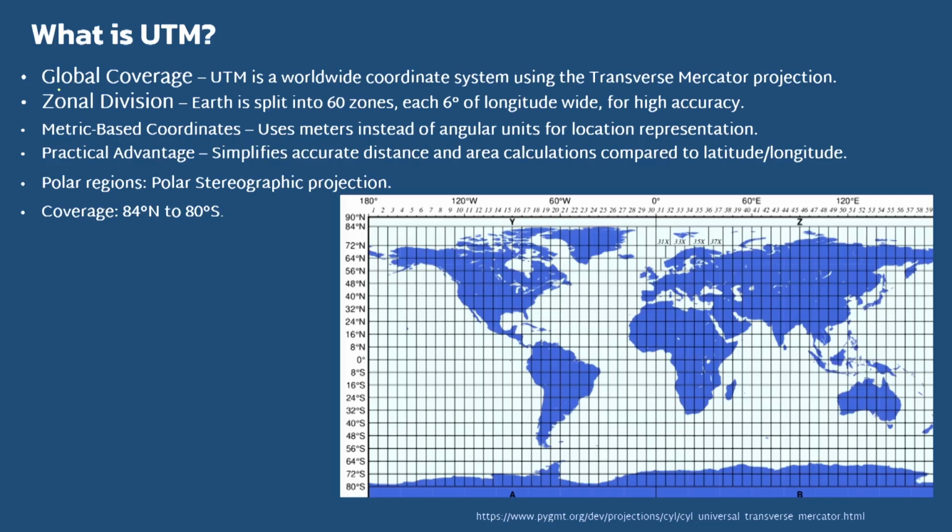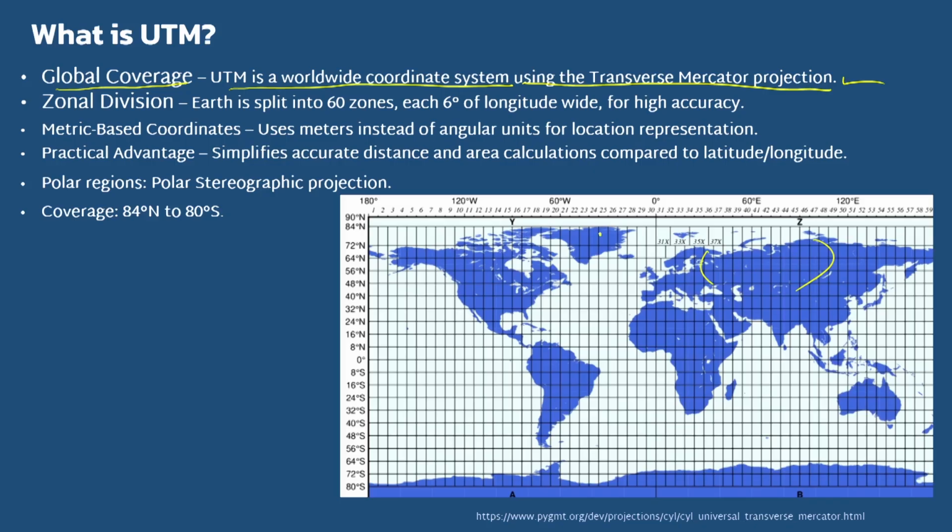Okay, let us understand in detail what UTM projection is. It is a global coverage. UTM is a worldwide coordinate system using the transverse Mercator projection. Some projections concentrate only on certain zones, like polyconic projections. Some projections concentrate only on points, like zenithal or stereographic projections. Some projections take the complete coverage of the globe. A very good example is UTM, universal transverse Mercator, which has complete coverage of the entire globe.